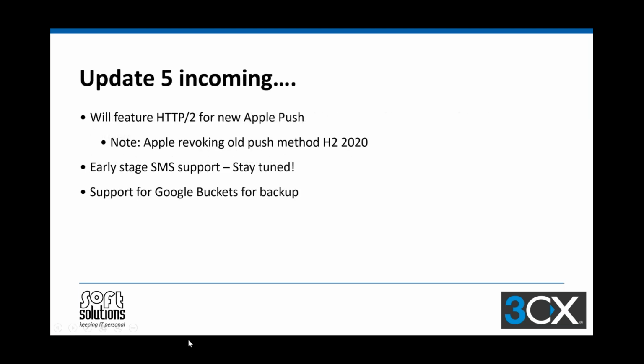Usually we mention what's on the roadmap. There are a couple of things coming in update 5. Notably, there is the ability for offsite backup with AWS, Google buckets and S3. There is support coming for Apple's new push protocol, which 3CX is steaming ahead with because Apple is looking at revoking the old one in the second half of this year. So that's coming down the pipes, which is excellent.